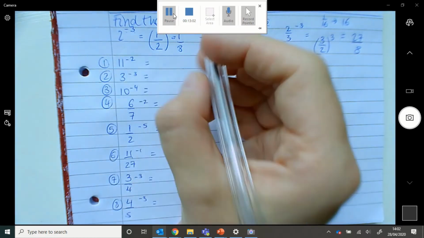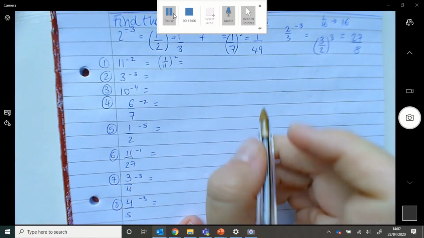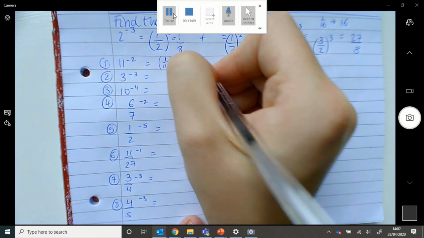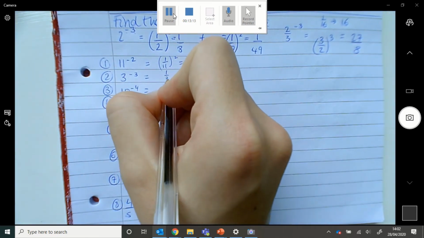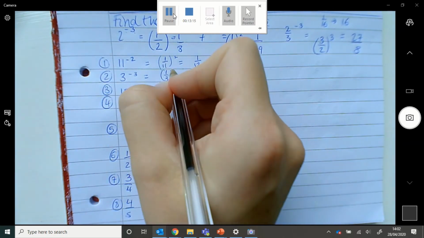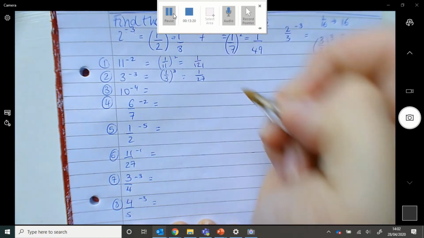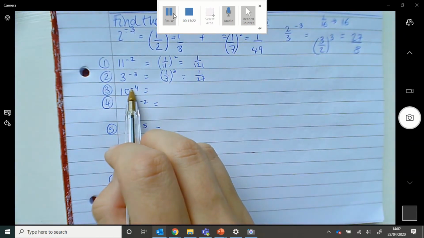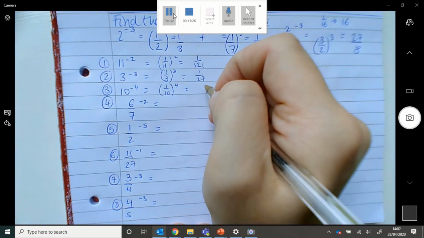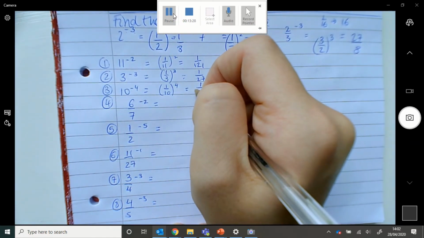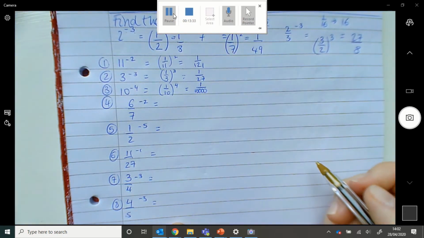Okay, so I'm going to use the negative bit first to find the reciprocal. 1 over 11. I need to square that. So I need to do 1 squared and 11 squared, 1 over 121. Second one, I use the negative bit first to find the reciprocal, which makes that 1 over 3. I've still got the power of 3, so I still need to cube everything. 1 cubed is 1, 3 cubed is 27. Negative power, find the reciprocal, which is 1 over 10. Still got the power of 4, so I do 1 to the power of 4, which is 1, 10 to the power of 4, which is 10, 100, 1,000, 10,000.